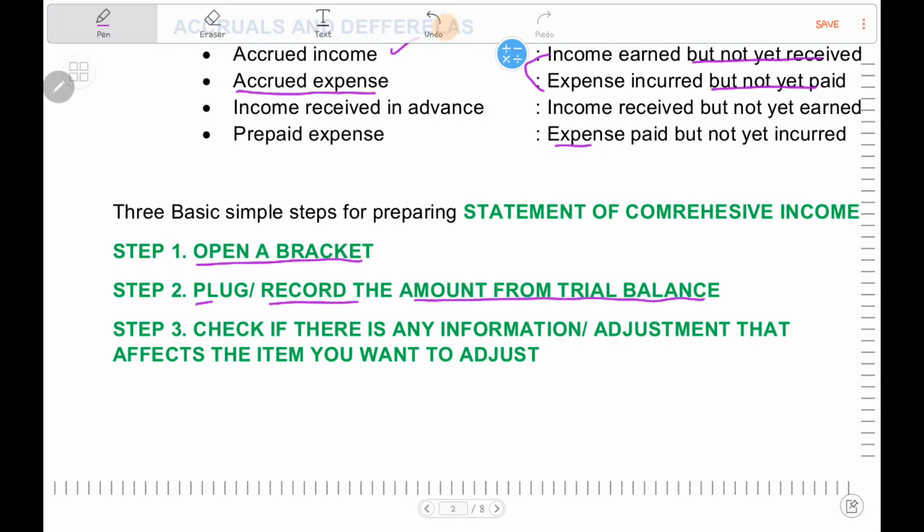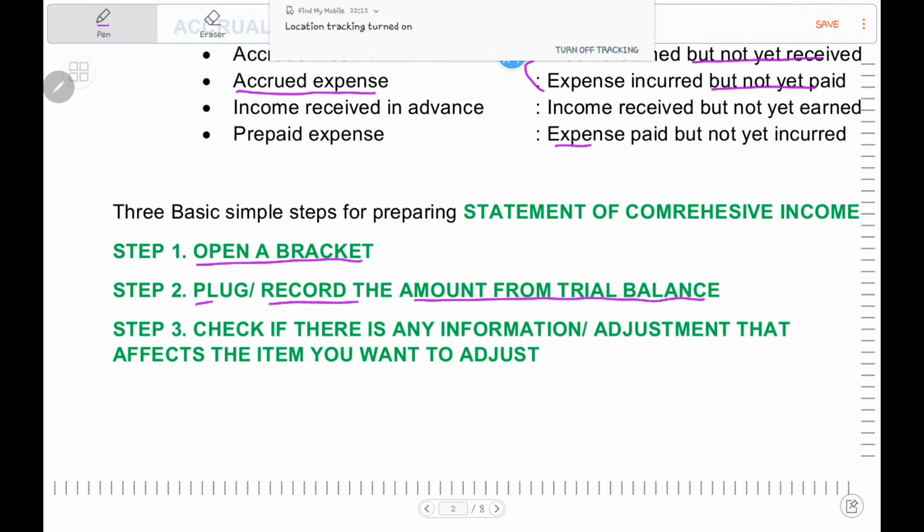Then the second step is for you to plug or record the amount from the trial balance. If in your statement of comprehensive income you are starting with the sales, then you take the sales amount from the trial balance exactly as it is, and you plug it to show that you are adjusting it.